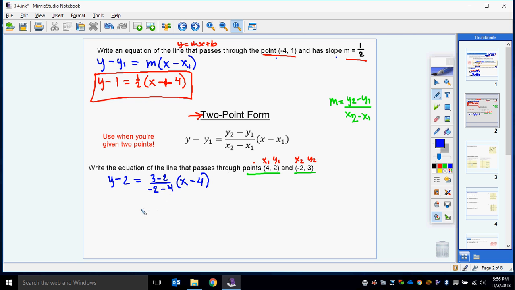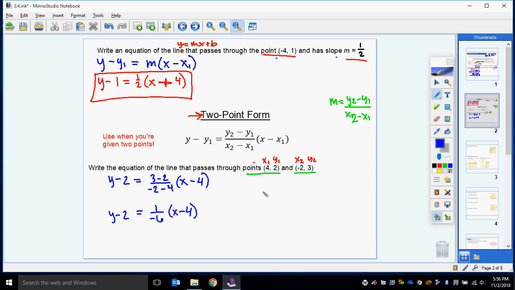All right, so let's simplify. y minus 2 equals 1 over, -2 take away 4 is -6, and then x minus 4. Did it tell you what form it wanted it in? No, it just said write the equation.